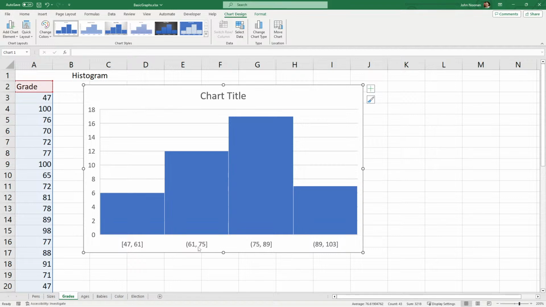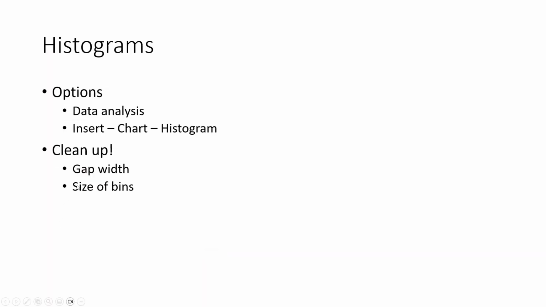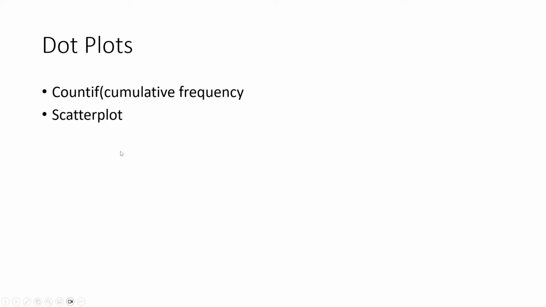Let's do good. So the way we're going to fix this is, so this is over here. We're going to fix the gap width. We're going to fix the size of the bins. We have to clean these up. So don't just take what Excel gives you, because Excel is going to give you garbage. You want to make it look good.